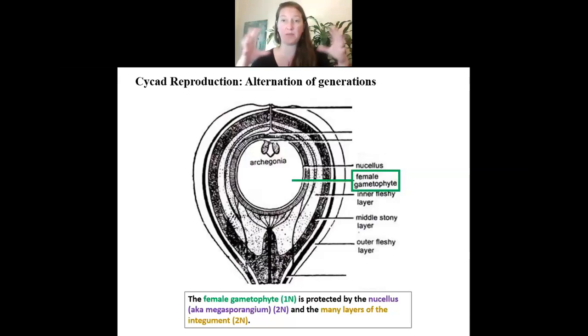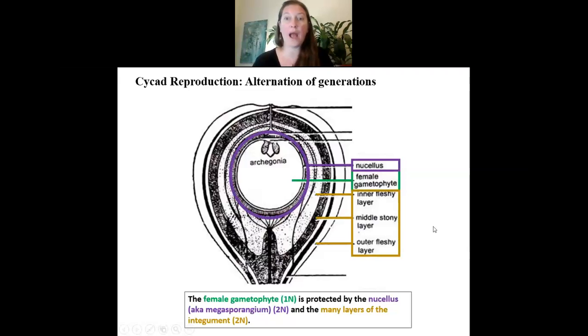Now the female gametophyte plant is super protected because it's not only inside of one layer that you don't need to know the term, and then inside of several other layers too. You don't need to know the term, but I just want to show you how well protected it is. That's what I want you to take away from this slide. Female gametophyte plant and her eggs, super well protected.